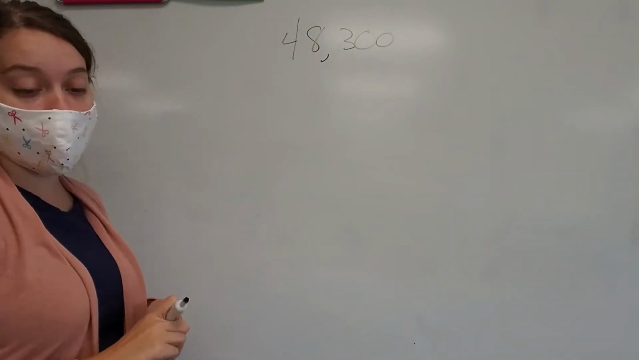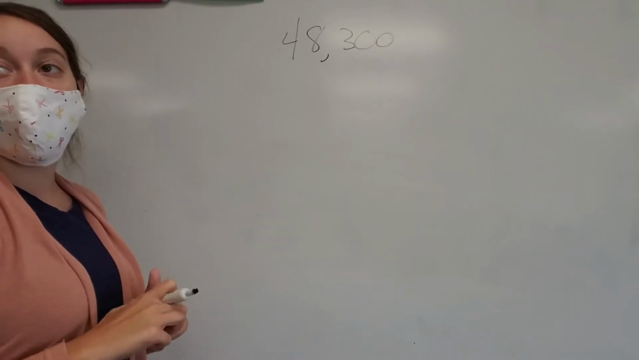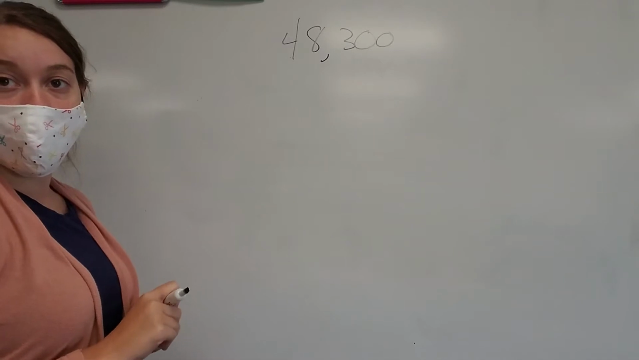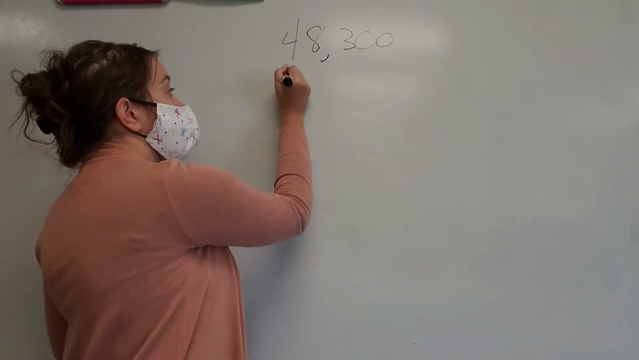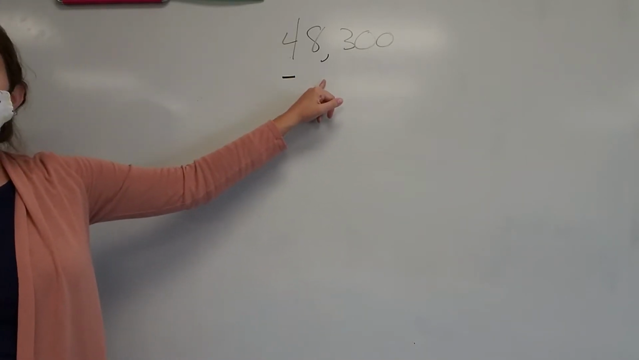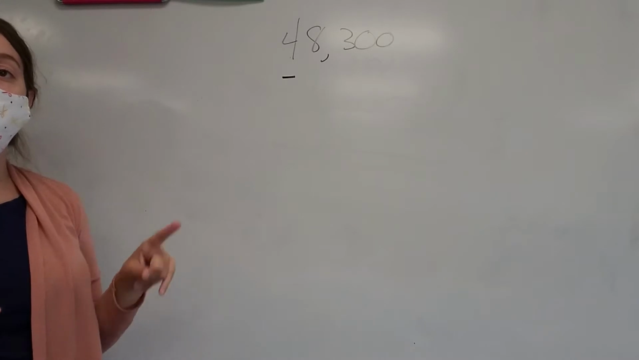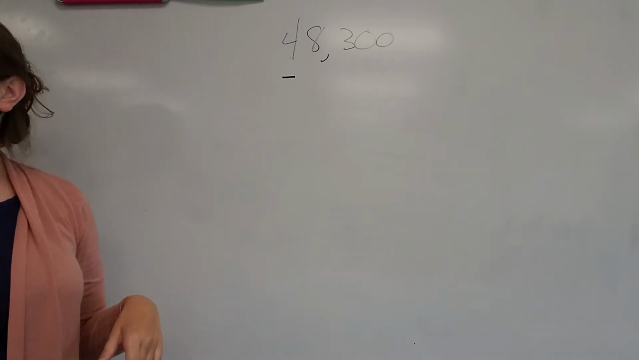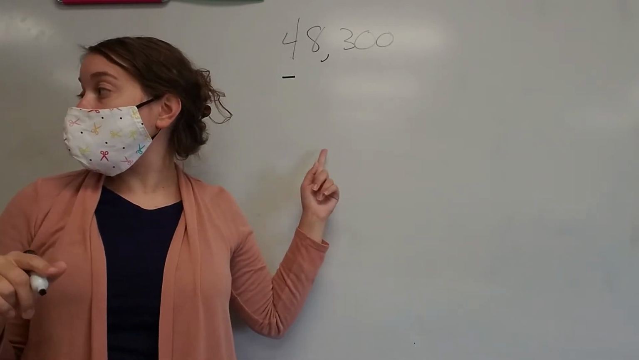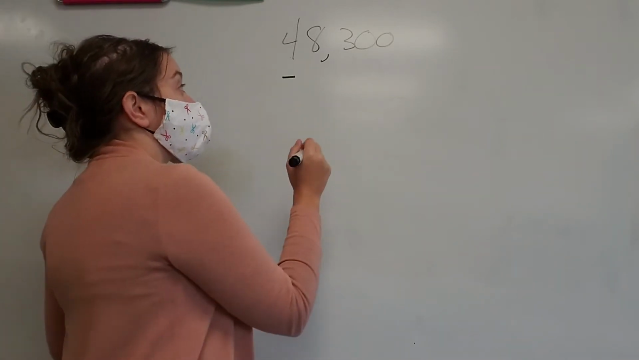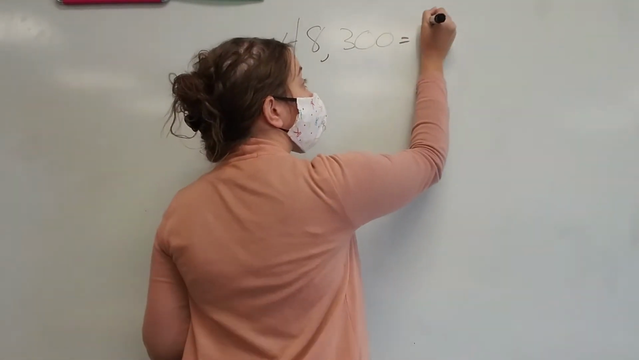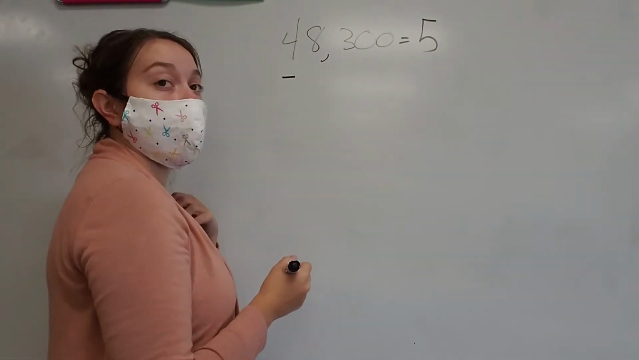Okay, what number is in my 10,000s place? The 4. The number next to it is an 8, right? So am I going up or am I going down? Everyone point up or down? If my number is 8, we are going up. So our 4 becomes a 5. Everything after it becomes a 0.